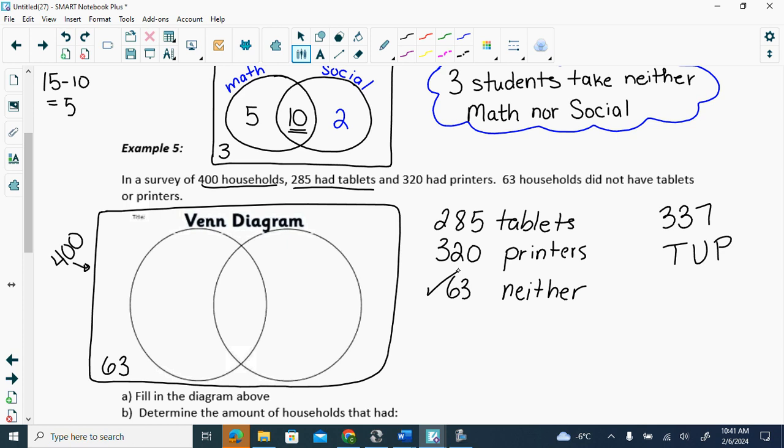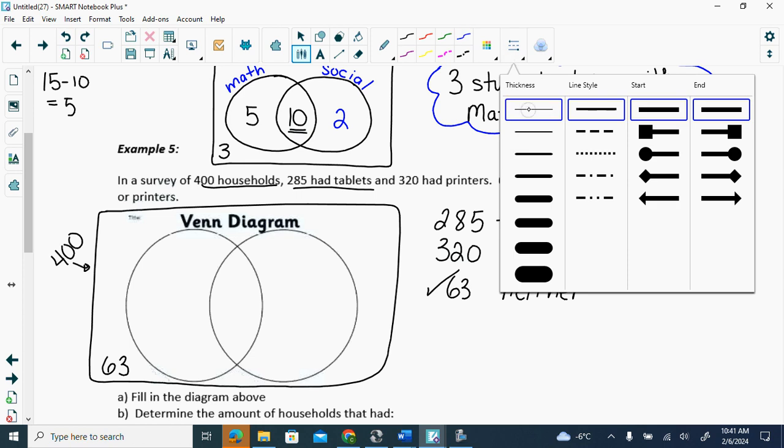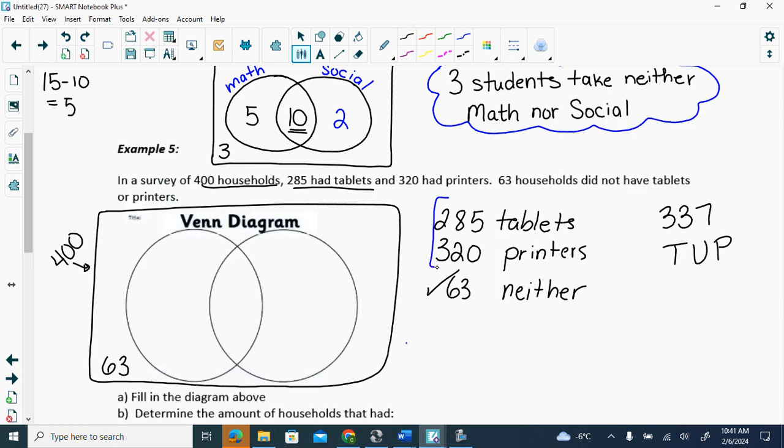How many tickets got put in for tablets and printers? Add these up. 600 and what? 605 tablet and printer tickets got put in. Wait a tick. I only have 337 spots. How many extras? I have 337 spots, but I have 605 tickets. So if I take the 605 tickets and I subtract off the 337 people, how many people put in 2 tickets? Do the math. 268.